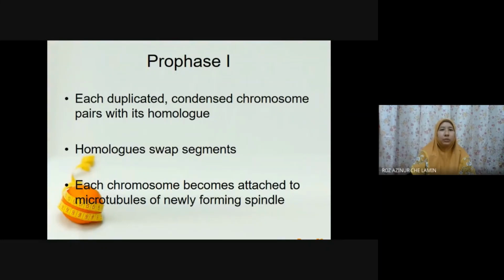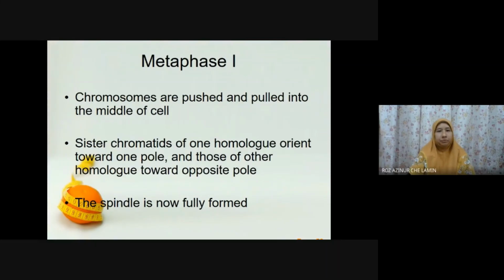Now we look at prophase 1. Each duplicated condensed chromosome pairs with its homologous chromosome. The homologous chromosomes swap segments, and each chromosome becomes attached to microtubules of the newly forming spindle. During metaphase 1, chromosomes are pushed and pulled into the middle of the cell. The sister chromatids of one homolog orient toward one pole, and those of the other homolog toward the opposite pole, then the spindle is fully formed.